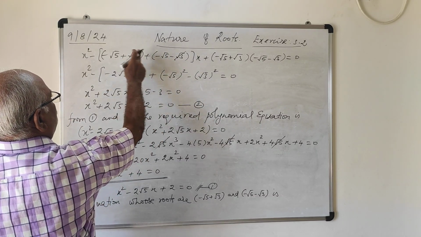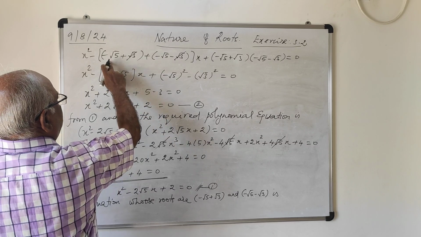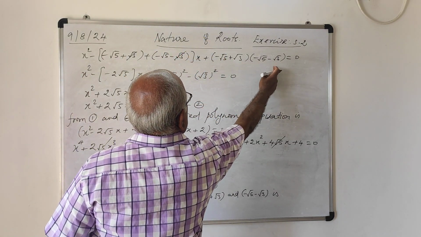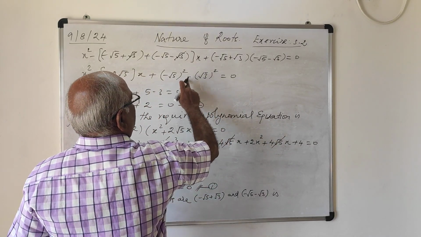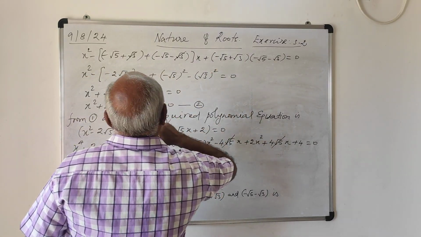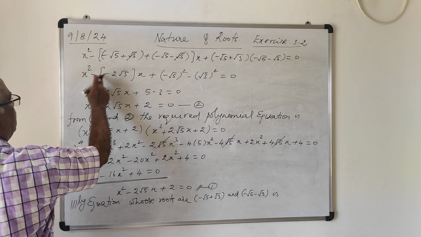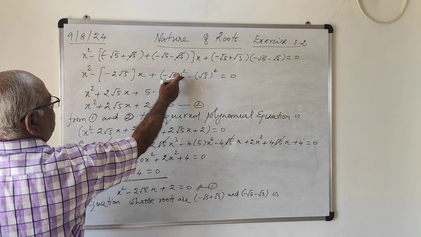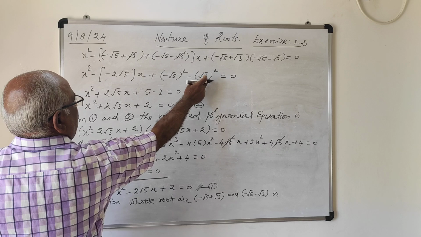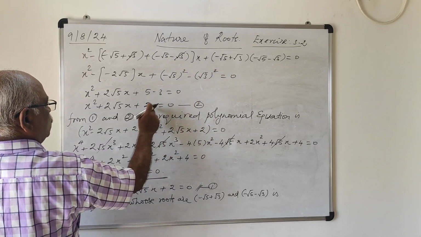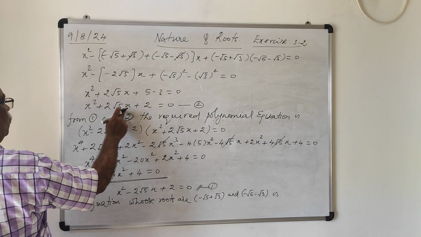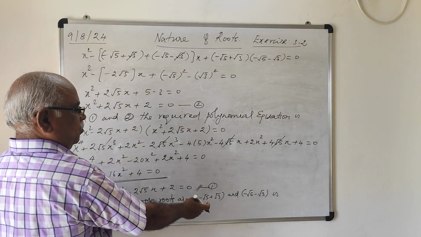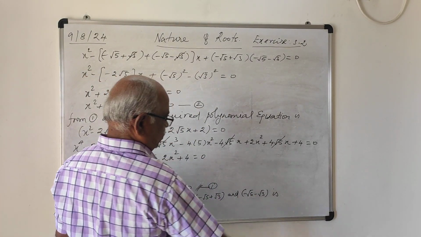You will get minus root 5 minus root 5 is minus 2 root 5 into x plus product of the roots, a plus b into a minus b. a square is root 5 square, minus b square is root 3 square. So x square minus of minus, plus 2 root 5x plus minus square is plus, root 5 square is 5 minus root 3 square is 3. Again 5 minus 3 is 2. So x square plus 2 root 5x plus 2 equal to 0 is the second equation whose roots are minus root 5 plus root 3 and minus root 5 minus root 3.